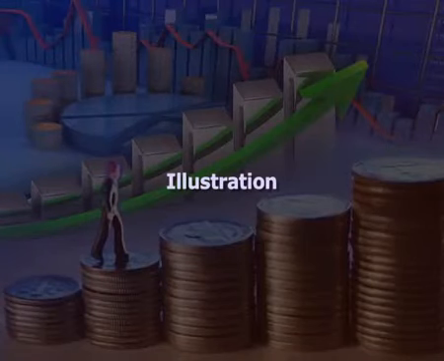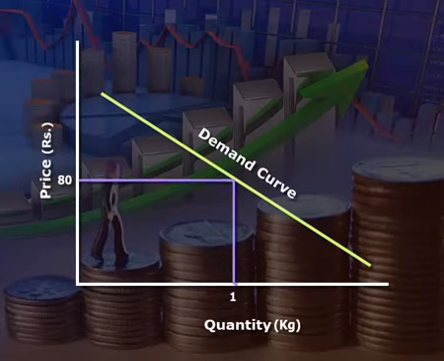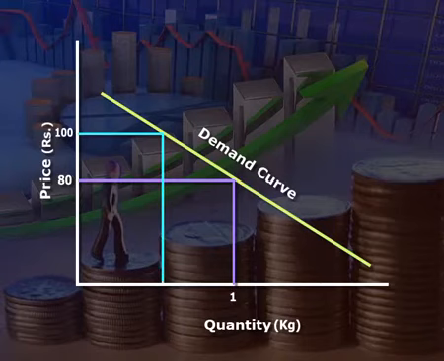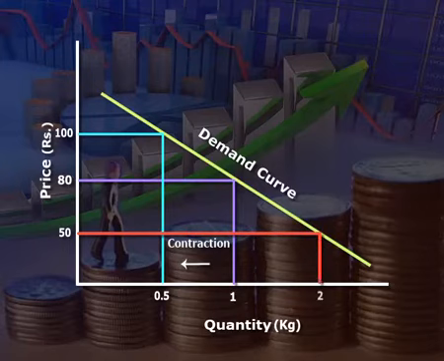Let's take an illustration. Suppose a buyer demands 1 kg of chikus at rupees 80 per kg at a given point of time. Other variables including taste and preferences, income and price of other goods remaining same. If the price of chiku increases to rupees 100 per kg, the buyer will demand less than a kilogram of chikus and this is contraction in demand. Alternatively, if the price of chiku decreases to rupees 50 per kg, the buyer will demand 2 kgs of chiku. This is extension in demand.